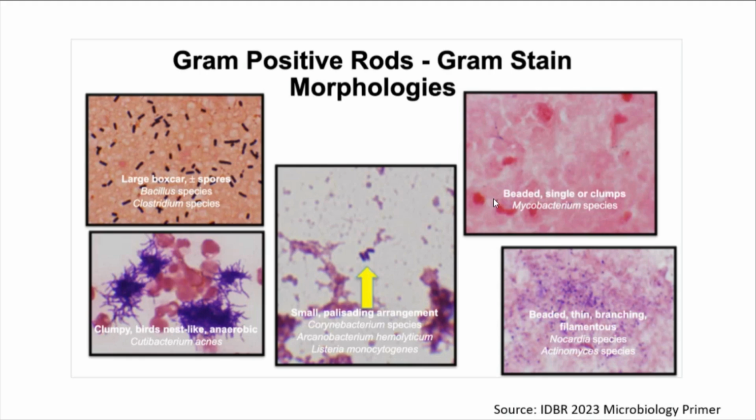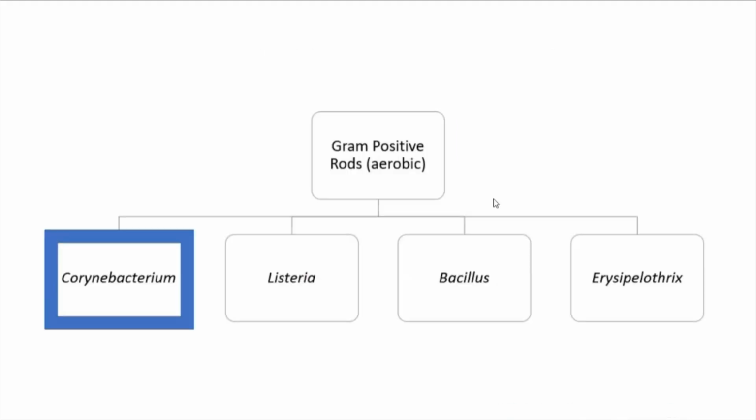This is from ID board review. There's a micro primer. It talks about how for gram-positive rods, the gram stain morphologies can give hints as to what the species is. And you can see here, like C. acnes is clumping in that bottom corner. It's slow growing, but it forms those clumps. Above that, the large boxcar shape, like Bacillus or Clostridium can be. And then you can look at the rest. But I thought that was interesting.